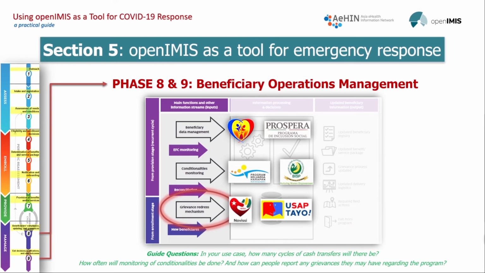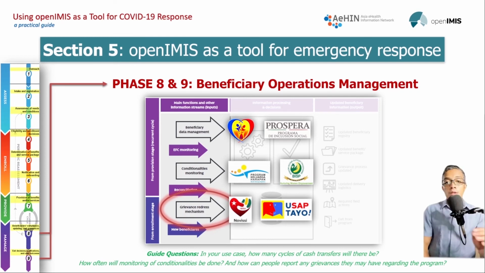The processes involved in GRMs form their separate framework. For a more comprehensive discussion on grievance redress mechanisms in social protection delivery systems, we recommend Chapter 8.5 of the sourcebook on the Foundations of Social Protection Delivery Systems by Lindert et al. 2020. Guide questions. In your use case, how many cycles of each cash transfer will there be or should there be? How often will monitoring of conditionalities be done, and how can people report any grievances they may have regarding the program?